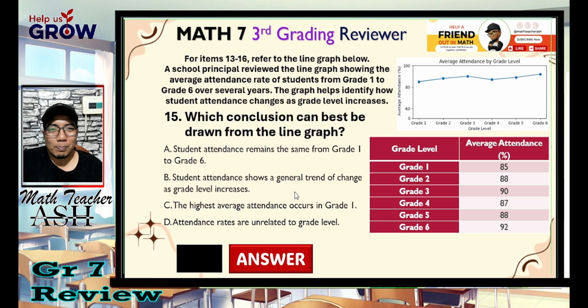Which conclusion can best be drawn from the line graph? Is it A, students' attendance remains the same from grades 1 to 6? B, students' attendance shows a general trend of change as grade level increases? C, the highest average attendance occurs in grade 1? Or D, attendance rates are unrelated to grade level? I'll give you 5 seconds to think about your answer.